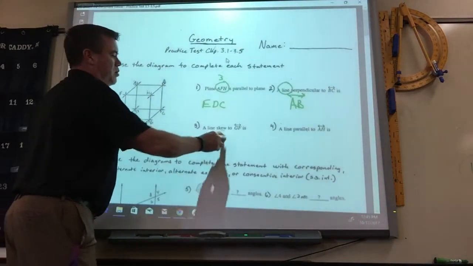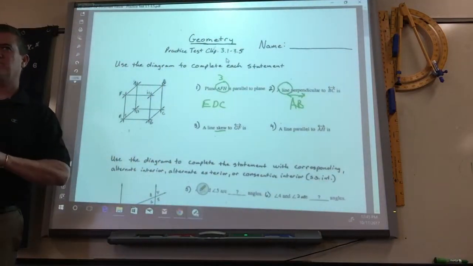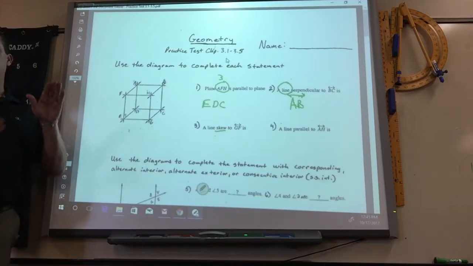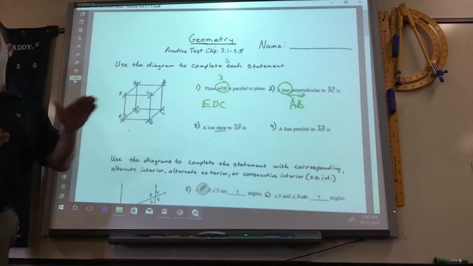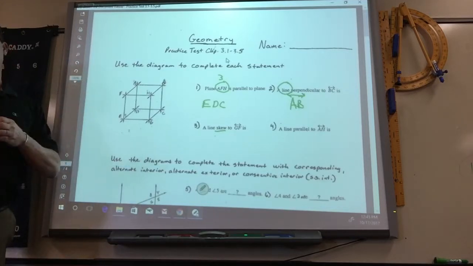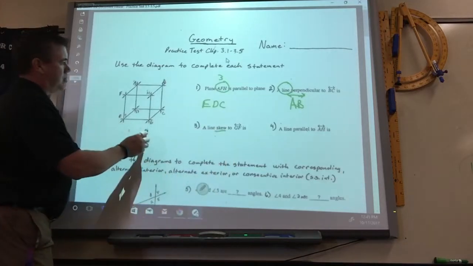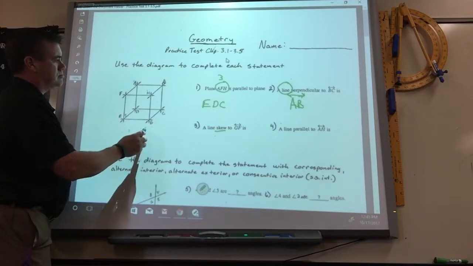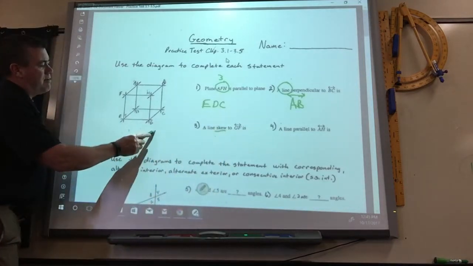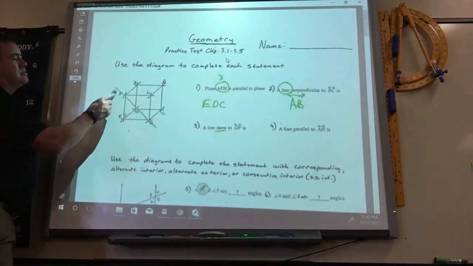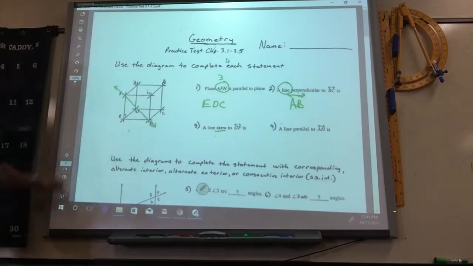Everyone remember what skew means? Not perpendicular. It means they don't intersect, but they're not parallel. So 2 lines that don't run in the same direction. So it's GF they're talking about. GF is this line right here. Even though it's not drawn in there, you could draw a line through.